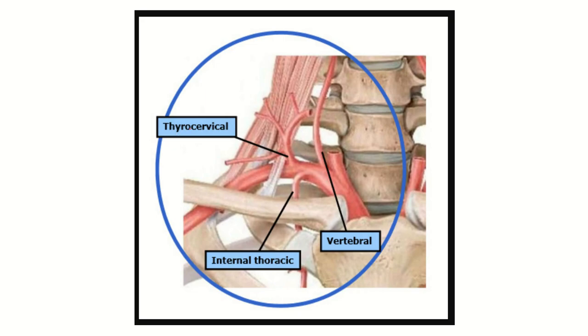And the branches of the thyrocervical trunk are sometimes important. They give rise to different types of branches. One of the important branches from here is the inferior thyroid artery. So the inferior thyroid artery arises from the thyrocervical trunk.